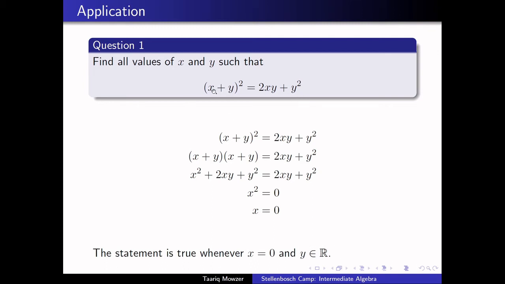You can check this by just putting in x equals 0, and you'll see that this side becomes y squared, and this side becomes 2 times 0, which is 0, plus y squared. So this becomes y squared equals y squared. So you can always check your answers in algebra by putting them back in the original equation.